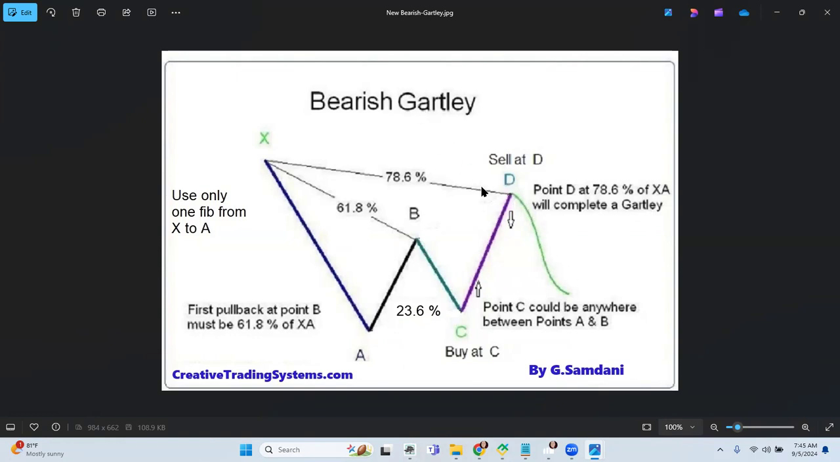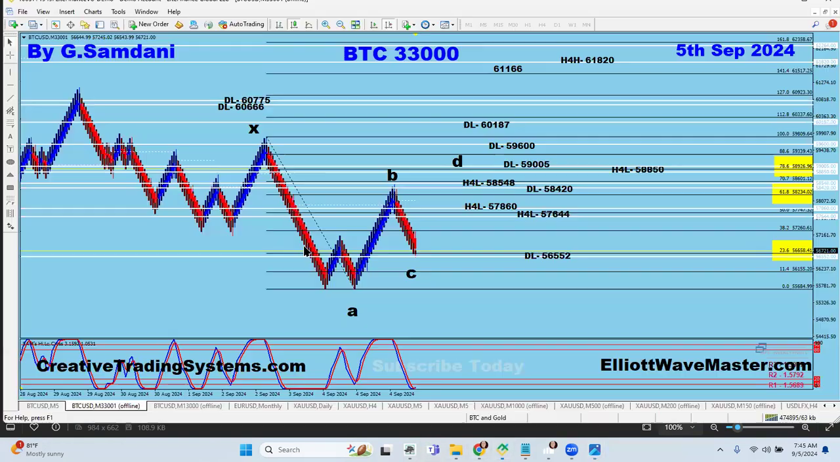Then either it's going to drop or go straight and become a failed Gartley, right? So notice that this is exactly what's happening. XA, then B is exactly at 61%, and now we drop to C around 23. Exactly there, we're trying to bounce from the 23% line.